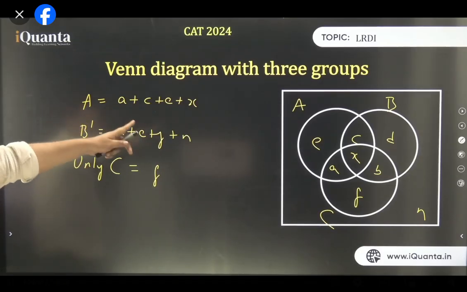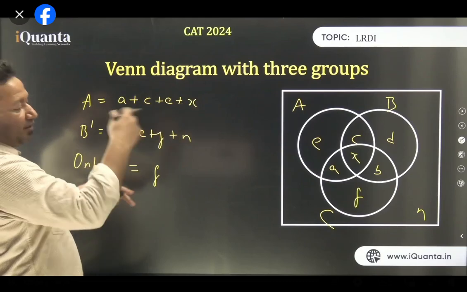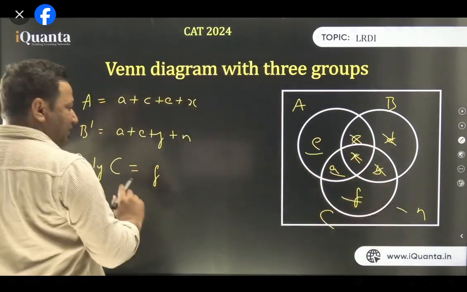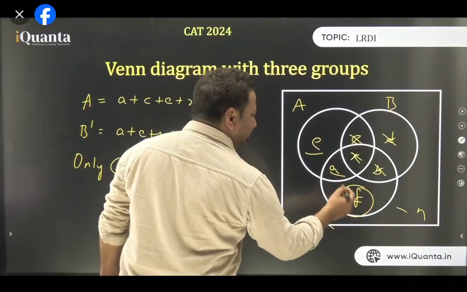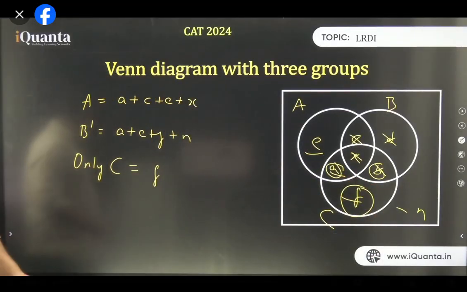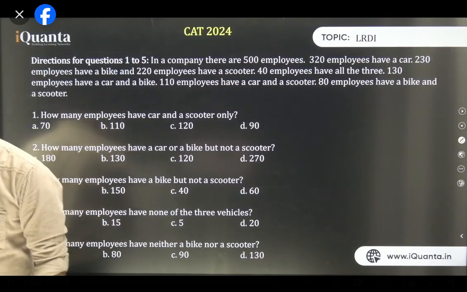Who all are in A? C, E, C, X, and A. Who all are not in B? B is not there, C is not there, X is not there. E, A, F, and N are there. Only C, just C, nothing else. This is only C. If you take A, it will also be in A, right? So that is why I said only C. Clear? Now let us try to solve the first question and things will be crystal clear to you.